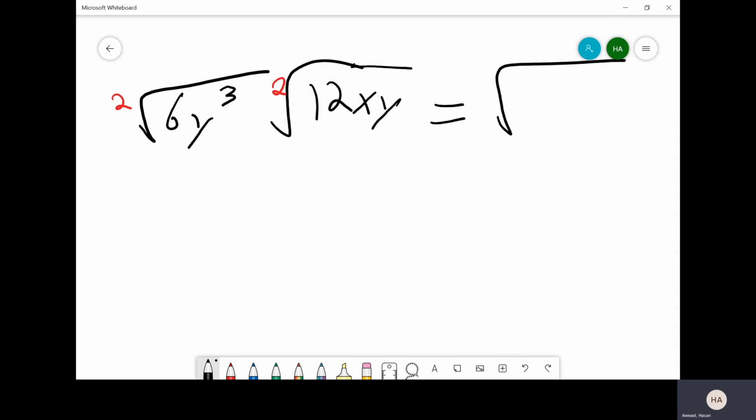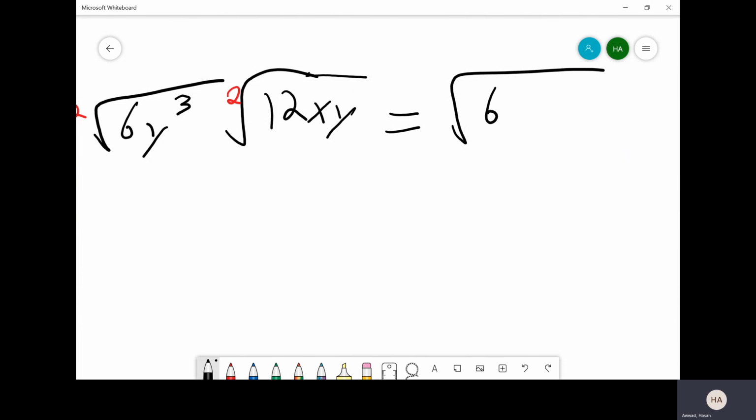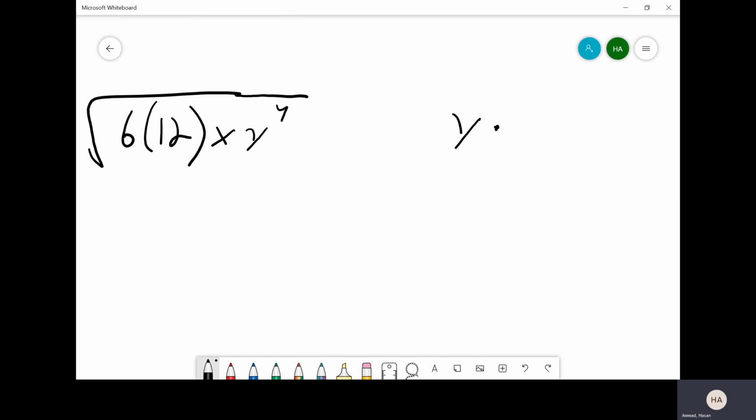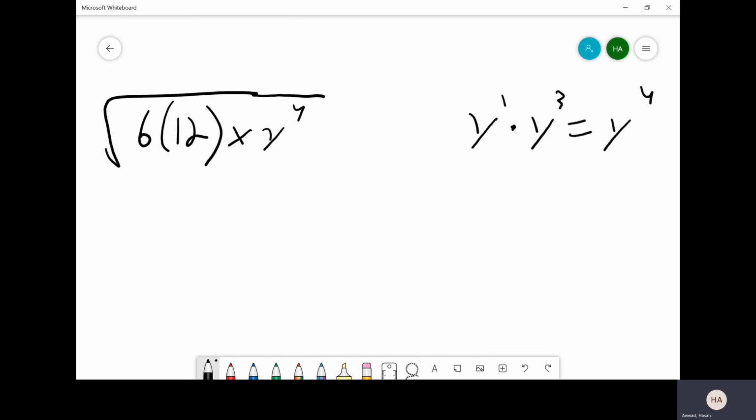Well, to do that, what you're doing is you're essentially saying, okay, well, 6 times 12 and then times x, and then y cubed times y is the same thing as y to the 4th, right? All underneath the radical sign. And as a quick refresher, one more time, if you have the same base being multiplied, all you do is you add the exponents. So that's how we get y times y cubed gives us y to the 4th.